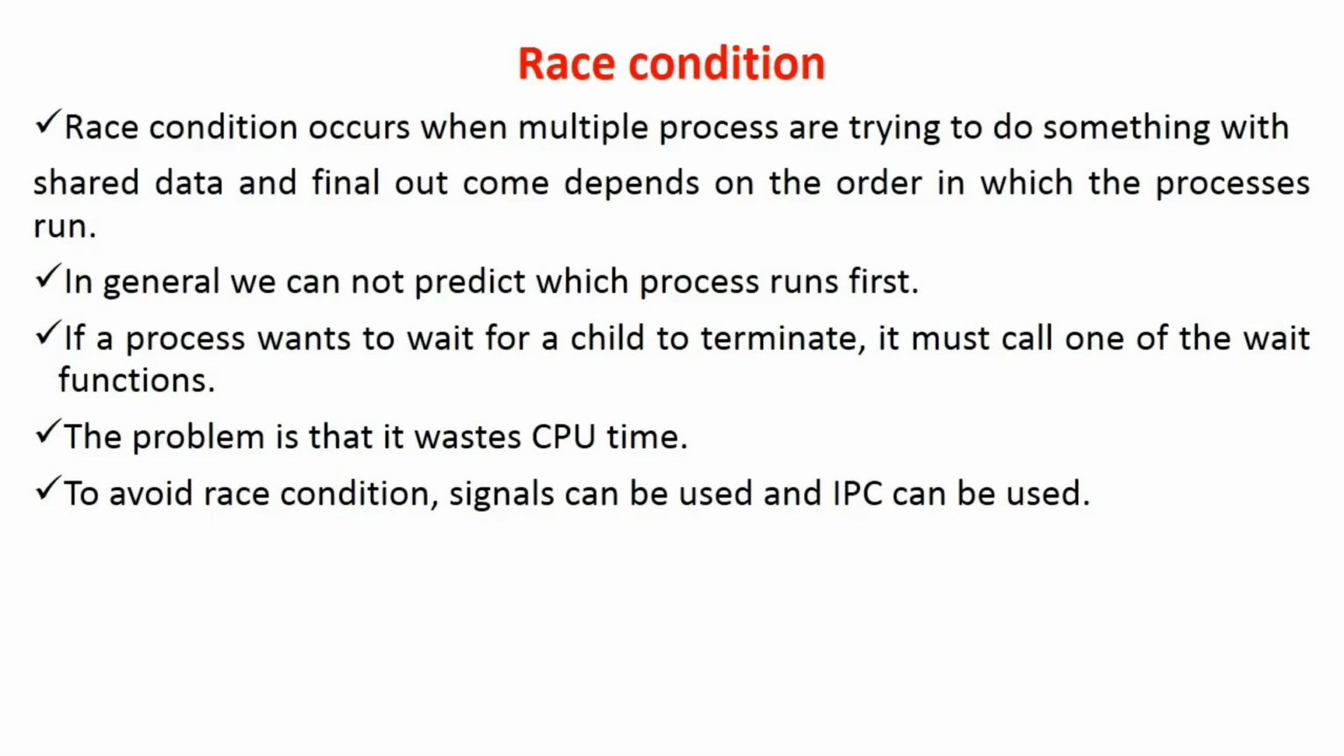To avoid the race condition, signals and inter-process communication can be used. By sending signals between the processes, you can avoid the race condition, or you can use the concept of inter-process communication, which means that more than one process communicates with each other.